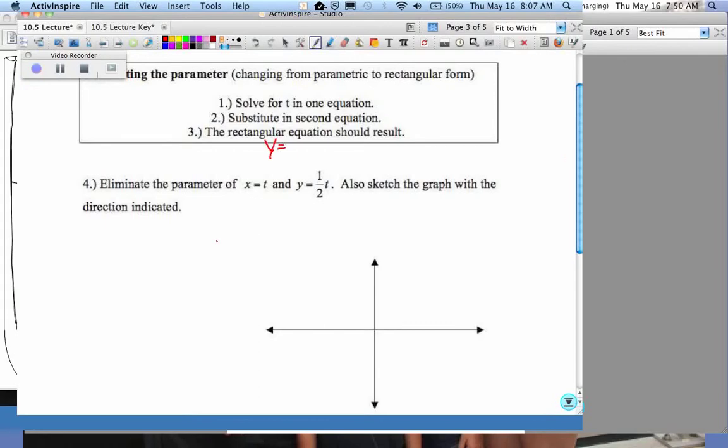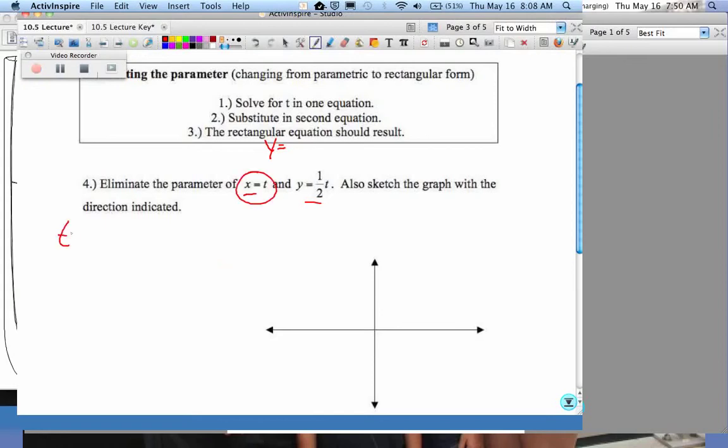This should end up being some sort of y equals or something that you can say is the standard form. Because you want to be able to type it into your calculator or, with an ellipse, show the elliptical form equal to 1 or something. All right, so which of these two equations, x or y, would be easiest to solve for t? Let's solve that one for t.